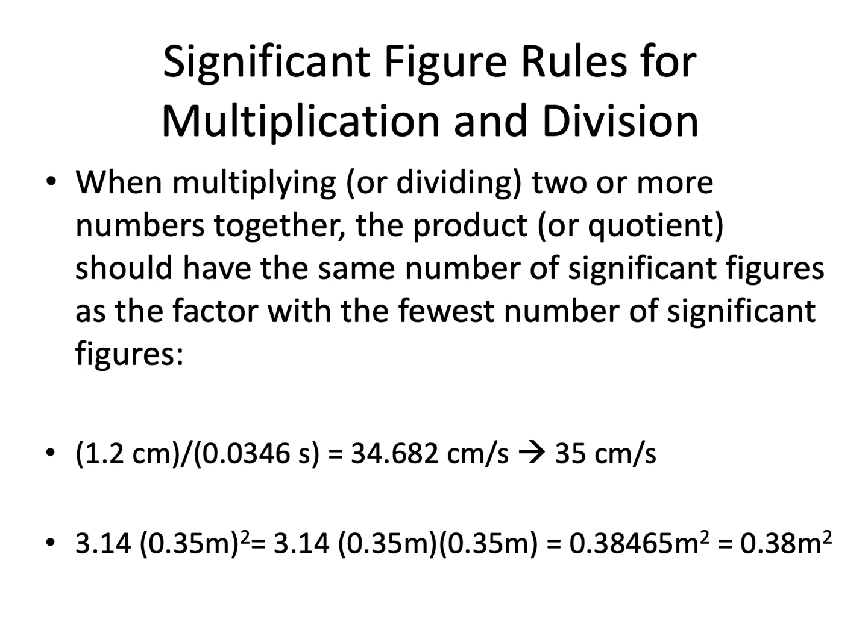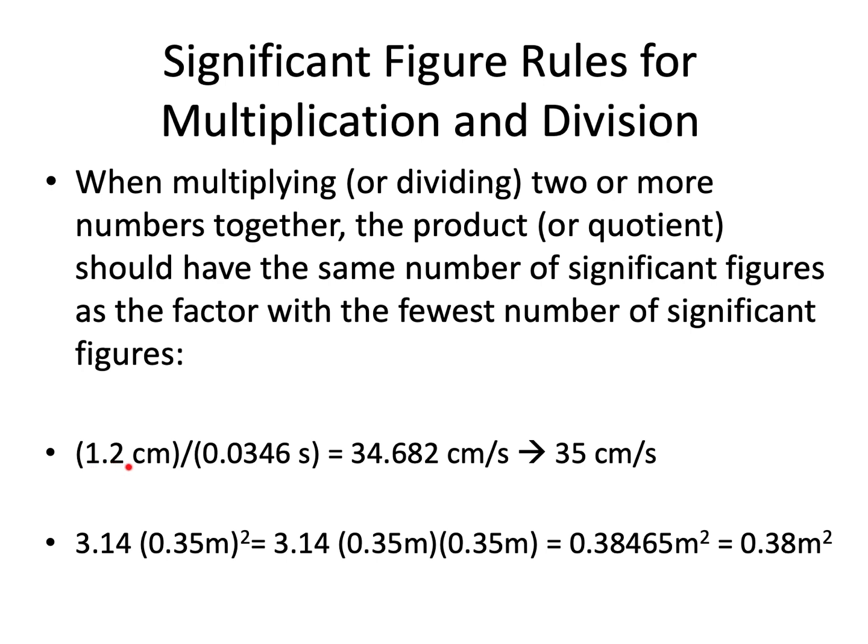So with addition and subtraction, you track decimal places, but with multiplication and division, you track significant figures. When you multiply a bunch of things together or you divide them, you find the one term that has the fewest number of significant figures, and that tells you how many significant figures your answer should have. So let's consider this example.